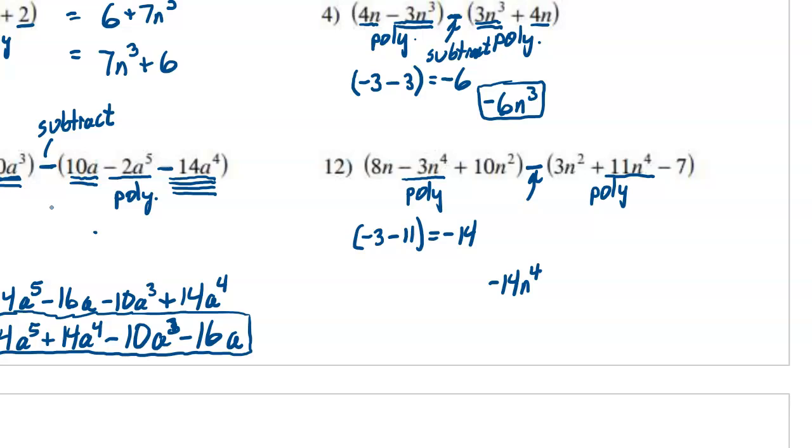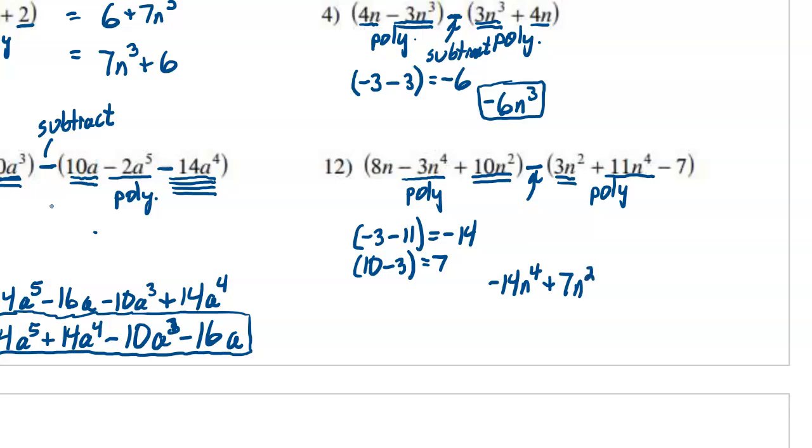Now, what's the next term by degree? That would be the n to the 2nd power terms. So here we have 10 n to the 2nd power, and over here, a 3 n to the 2nd power. Remember that we're subtracting. 10 subtract the 3. That's 7. So in my final answer, I have a positive 7 n to the 2nd power.